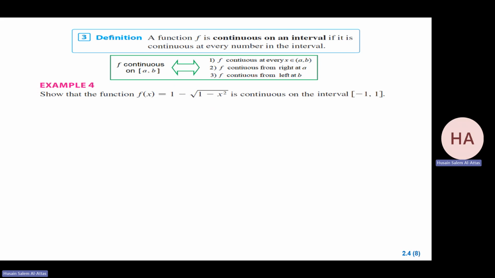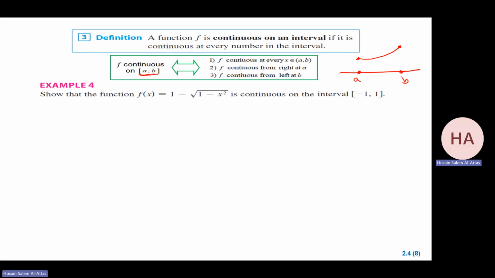We say a function is continuous in an interval if it's continuous at every number in the interval. However, if I have a closed interval, assume I have a and b, and I have a function defined just like this, from a to b. The function is defined from here to here, something like this. Who cares? This is my function.